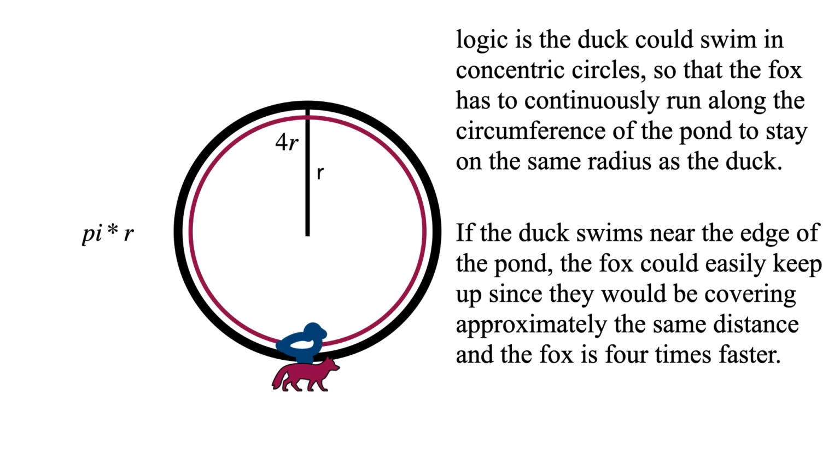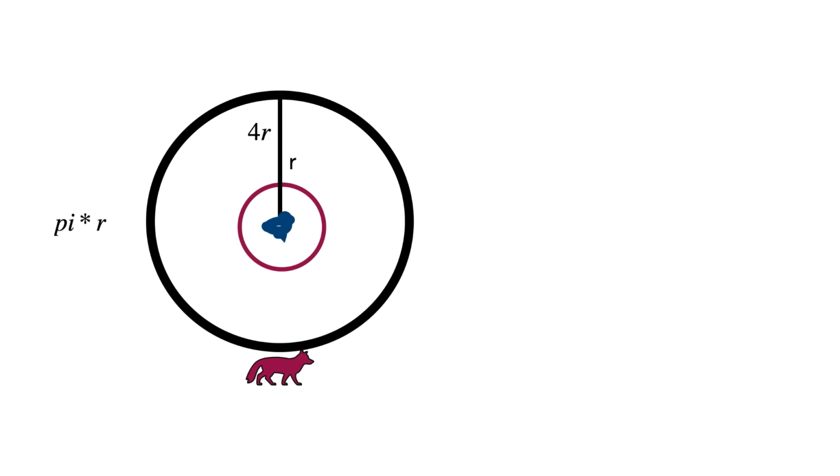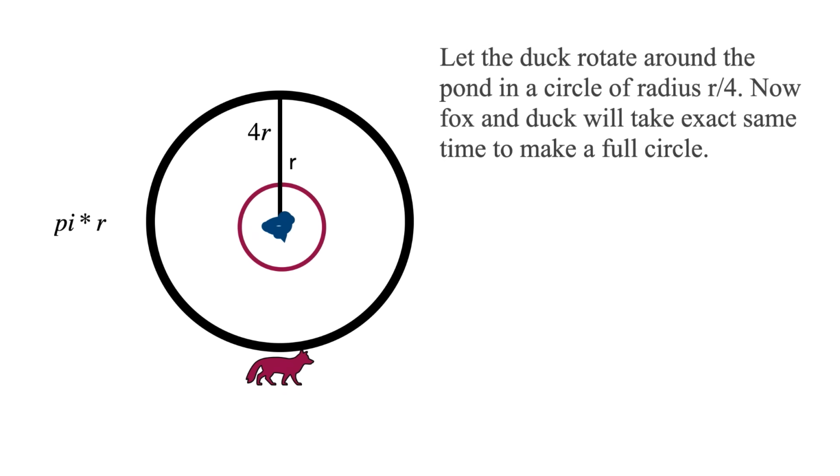But what if the duck swam close to the center of the pond? The duck would have to cover a smaller circumference in this case and could use this strategy to put some distance between the fox and itself. Consider a distance of r/4 from the center of the pond: the circumference of the pond is exactly 4 times the circumference of the duck's path, because we have considered the distance r/4, where r is the radius.